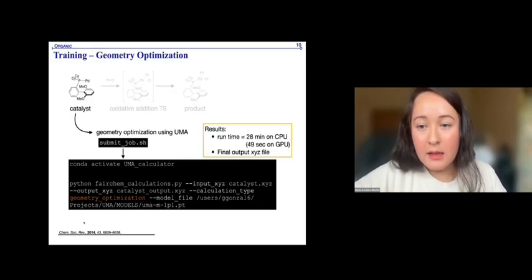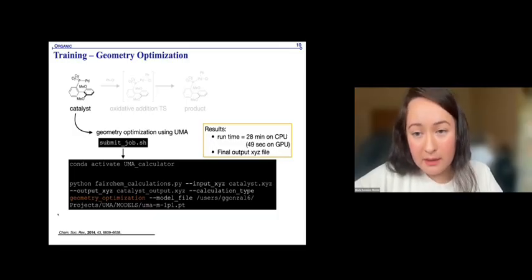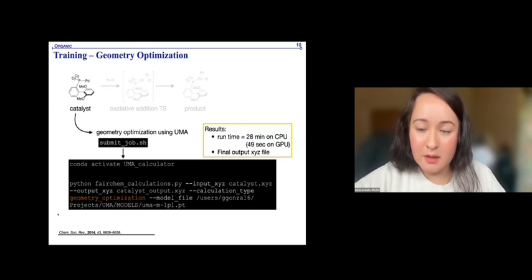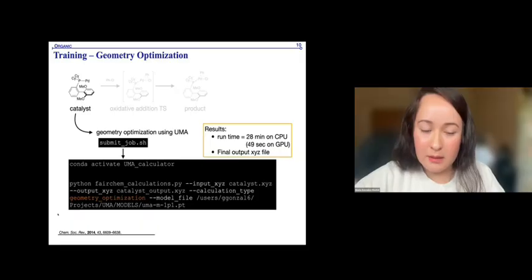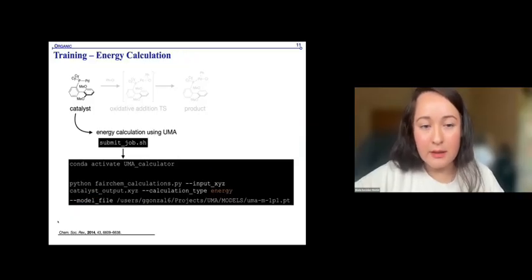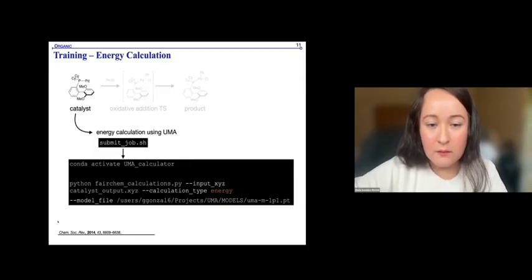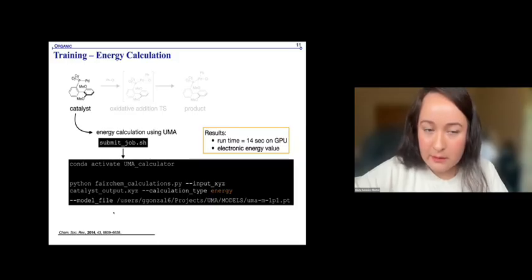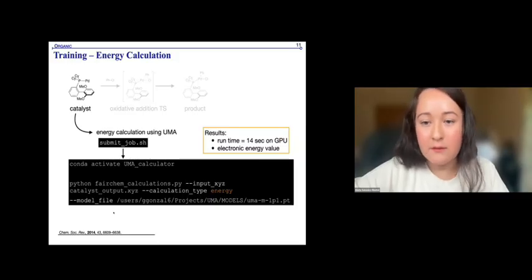So if you were to run this on a CPU system, this would take about 28 minutes, but it's more recommended to run this on a GPU system. That would take about 49 seconds to do a geometry optimization of the catalyst, and you get your final XYZ file. Once you have your output file, you want to do a quick energy calculation to get the actual energy. So we just change our task in our submission job script, where the calculation type is now energy. If you were to run this on a GPU system, this would take about 14 seconds, and you get a final energy value of the electronic energy for that structure.